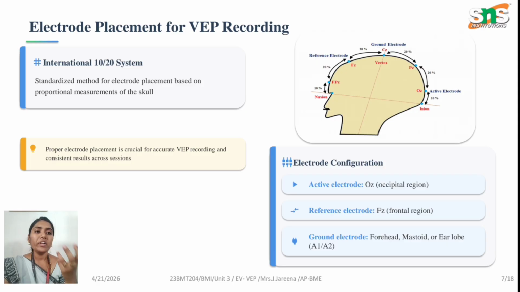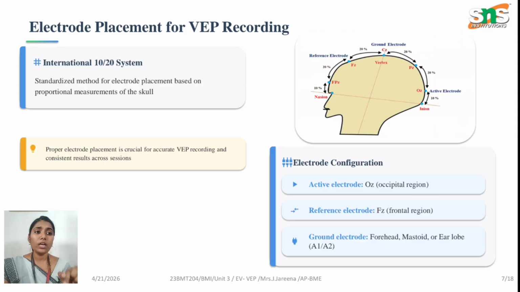We already know that any single electrode will not give any electrical potential, right? We need a pair of electrodes, because these electrodes record the potential difference between the two electrodes. So if you have an active electrode, we need a reference electrode, which we will place on the frontal region. It is represented by the letters FZ.